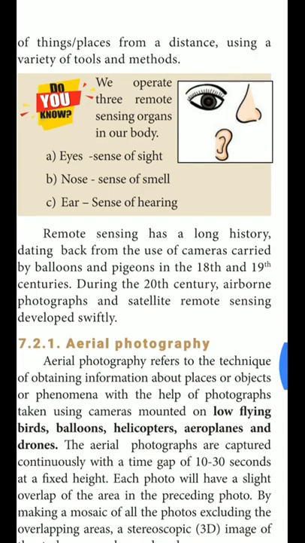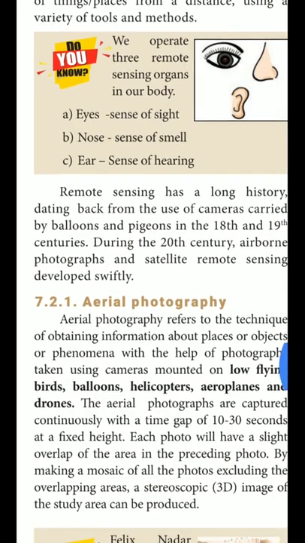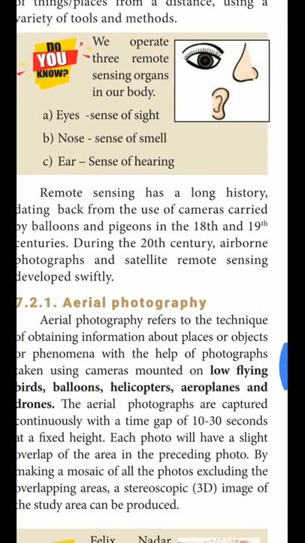Remote sensing has a long history dating back to the use of cameras carried by balloons and pigeons in the 18th and 19th centuries. But during the 20th century, airborne photography and satellite remote sensing developed swiftly. During the 18th and 19th centuries, with the help of balloons or pigeons, we sent news to other countries. But in the 20th century, airborne photography and satellite remote sensing developed swiftly. Recently, in the 21st century, it developed even faster.